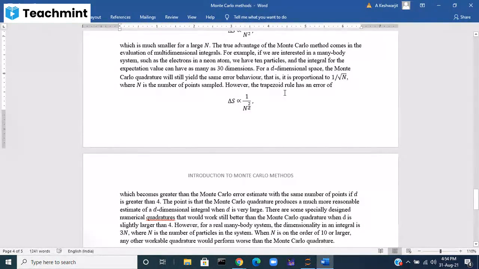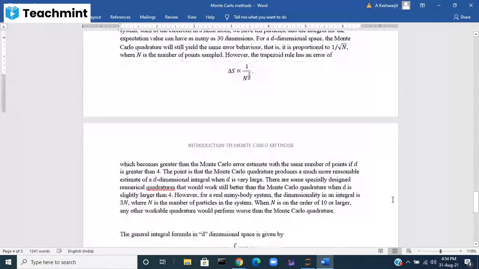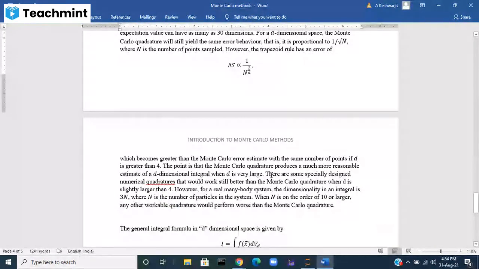For integrations with more than 4 dimensions, the trapezoidal rule errors are larger than the Monte Carlo errors. The point is that the Monte Carlo quadrature produces a much more reasonable estimate of a d-dimensional integral when d is very large. There are also some specially designed numerical quadratures for integration performed by numerical methods.